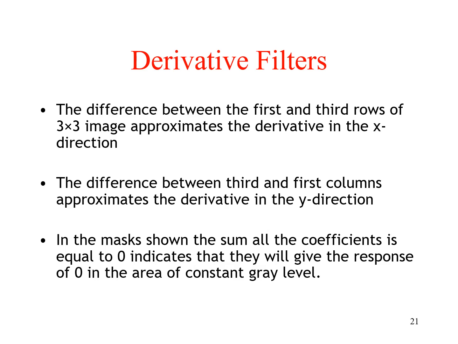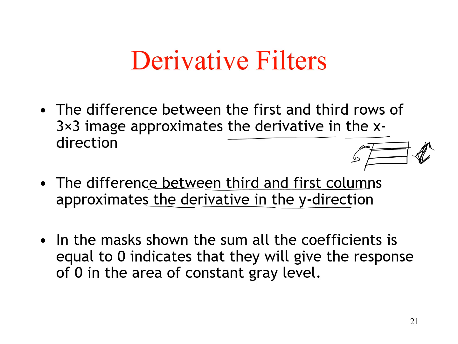The difference between the first and third row of a 3 by 3 image approximates the derivative in the x direction. What is the meaning of this? So this is your image, the difference between the first row and the third row approximates the derivative in the x direction, that you know, right? If the difference is in this direction, then it's an x direction difference. And the difference between the third column and the first column approximates the derivative in the y direction.